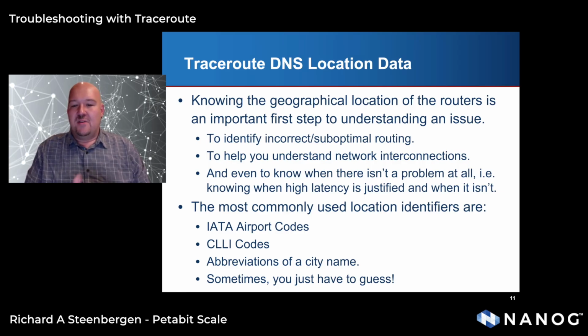It's going to help you understand where the network interconnections are, and even if you don't know there's a problem, you'll be able to figure out if the high latency is justified or not. So the most commonly used location identifiers are the IATA airport codes, the CLLI codes, some abbreviation of the city name, and then sometimes you just have to guess because people make up random things.